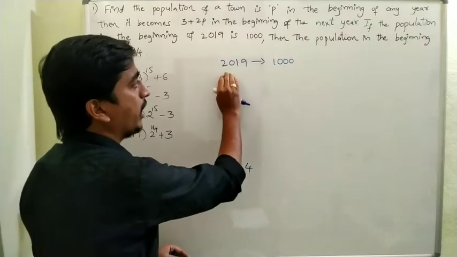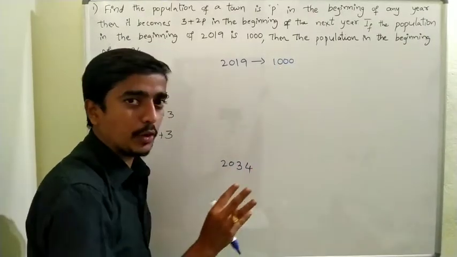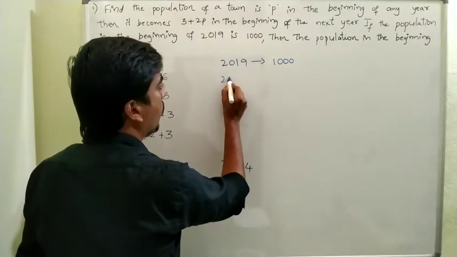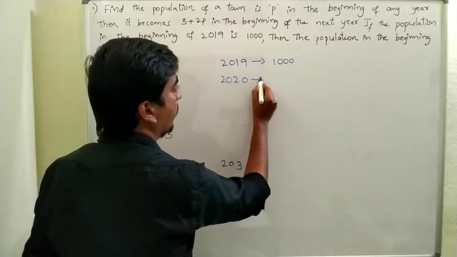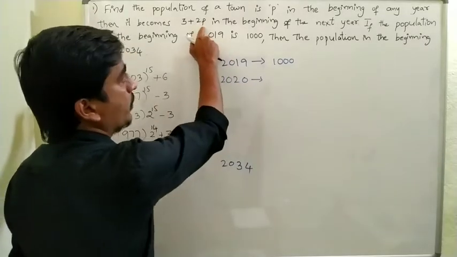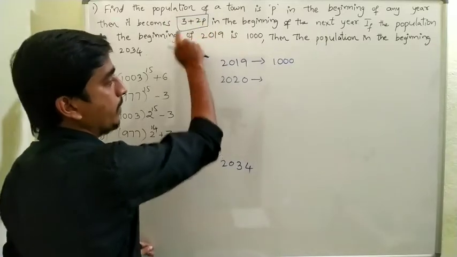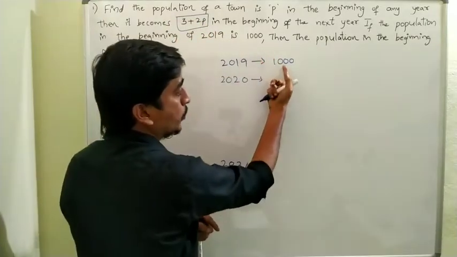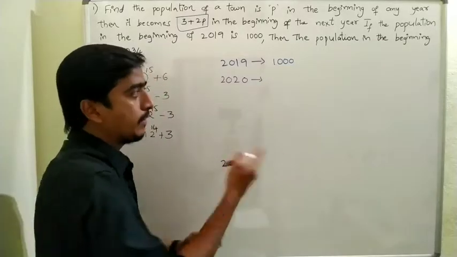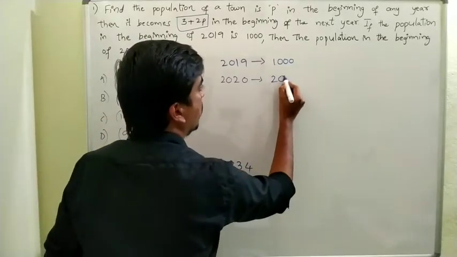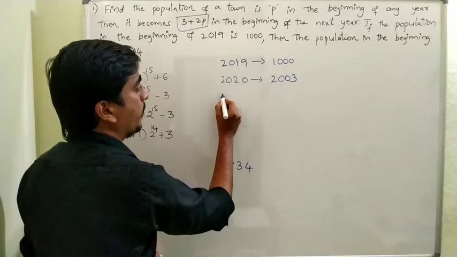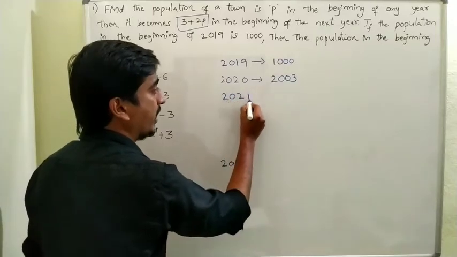So here, in the beginning of 2019 the population is 1000. Then what would be the population in the year 2020? 2 times the previous year. So here is the key: 2 times the previous year plus 3. So 2 times 1000, 2000, plus 3 is 2003.